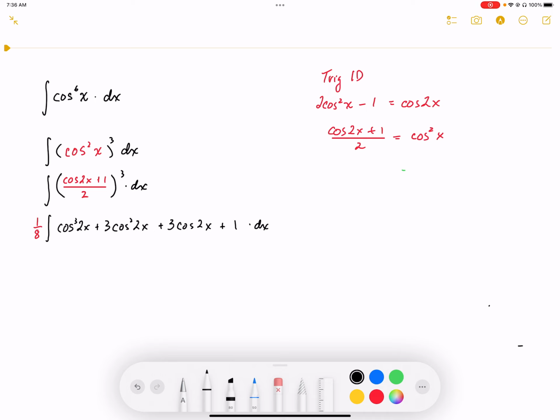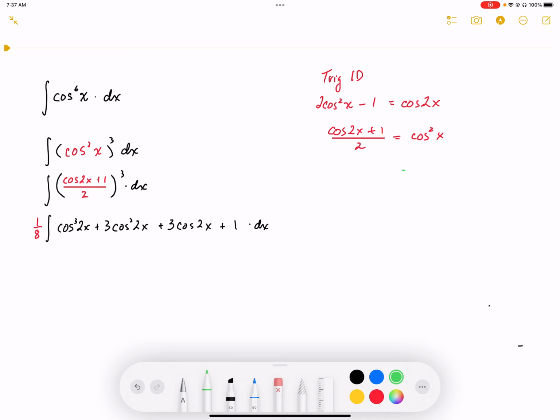Okay, so I still have the cosine cubed 2x and cosine squared 2x that I have to deal with. The cosine cubed 2x, I'm going to rewrite that by introducing the sine squared and replacing the cos squared with 1 minus sine squared. And what that allows me to do is a substitution. As for the cosine squared 2x, we're going to use another substitution for this. And we're going to just use the exact same identity here.